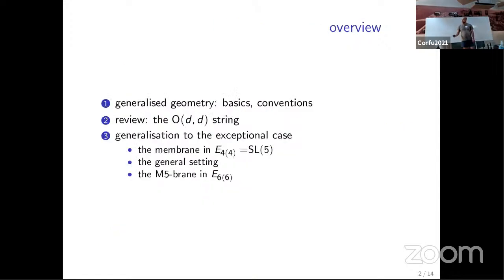So what I will do, I will start with a small introduction to generalized geometry. Then we'll review the case of the string and the O(D,D) duality group, and then try to generalize to the exceptional case, first discussing the already known case of how it looks for the membrane in the SL(5) theory, which would be a compactification to four-dimensional space, and then using that to generalize to a general setting, and then derive from that basically the M5-brane.